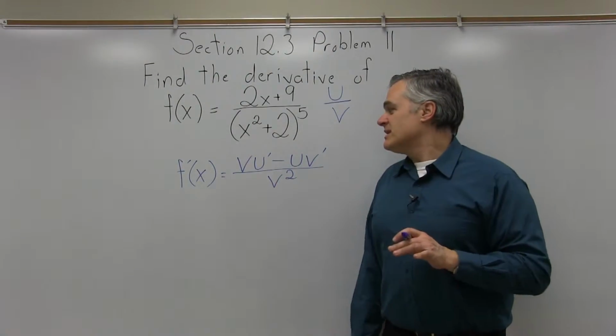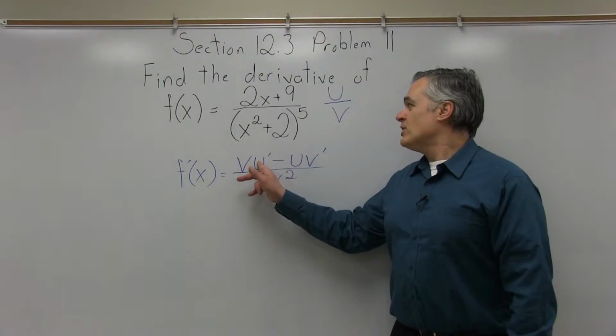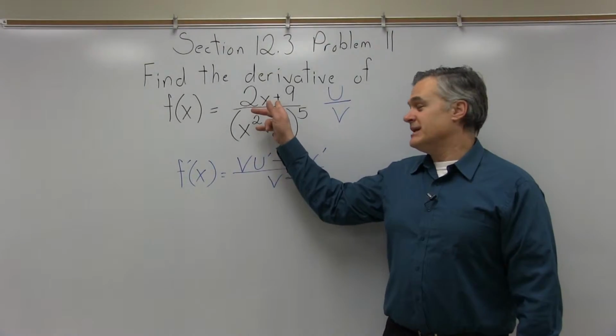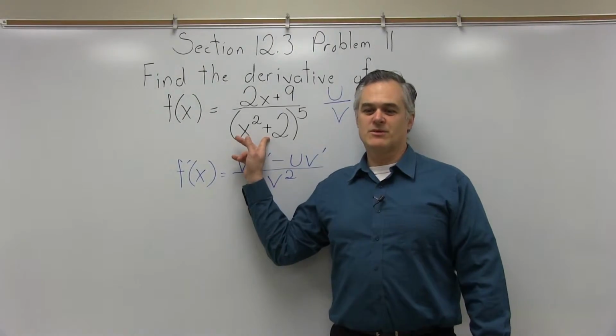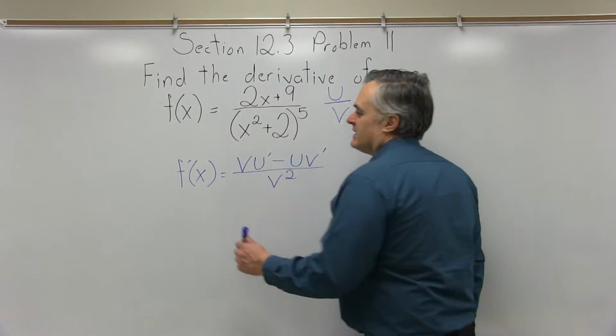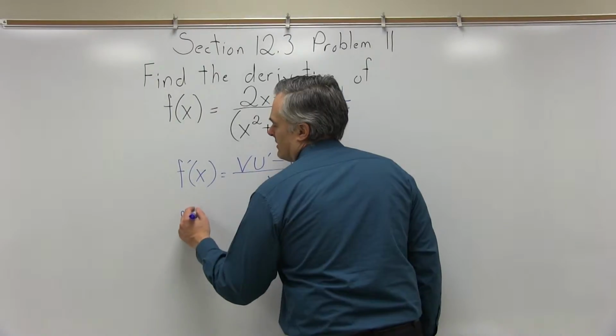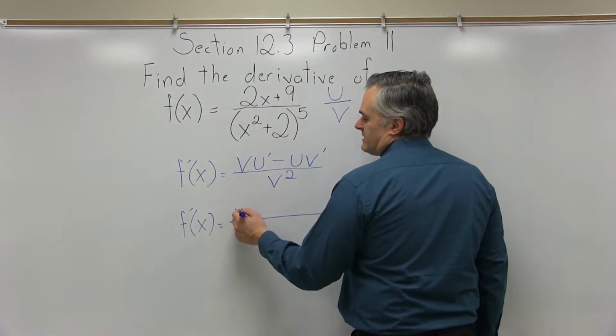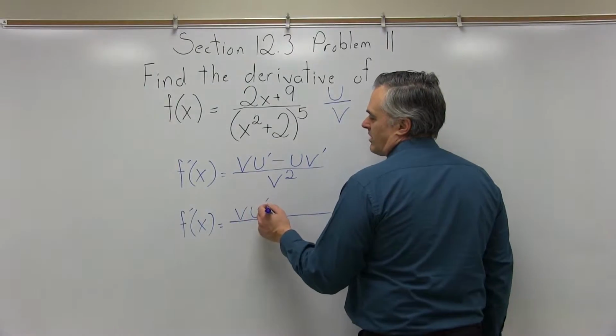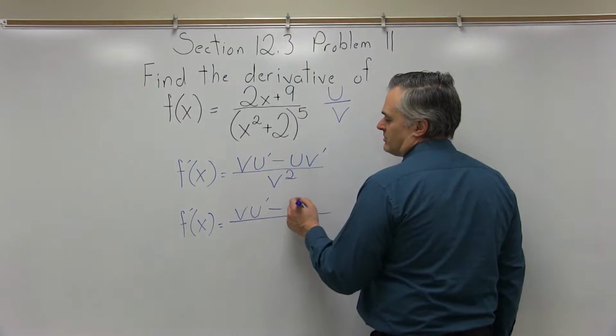Now, as we fill this in, the u prime or derivative of the top will be easy. The v prime or derivative of the denominator will require the chain rule. So as I fill in this quotient rule, the v can stay a v, the u prime can stay u prime, minus will stay a minus, the u will stay u.